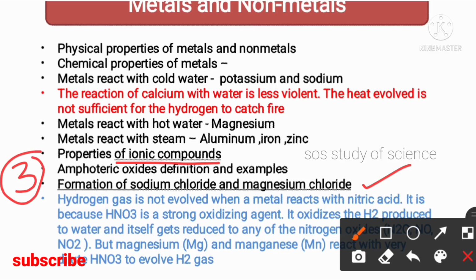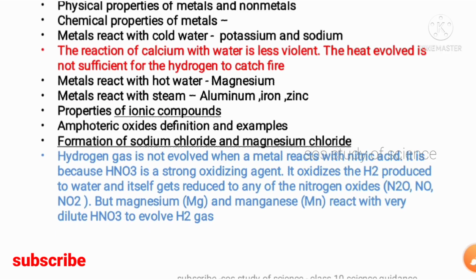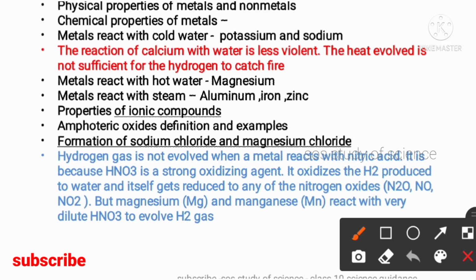And here I have given something in blue color. This is a skill based question. See, they will ask you. I told you that metals react with acid to give hydrogen gas. Most of the metals, when they react with acid, release hydrogen gas. But when the metal reacts with nitric acid, it does not release hydrogen gas.